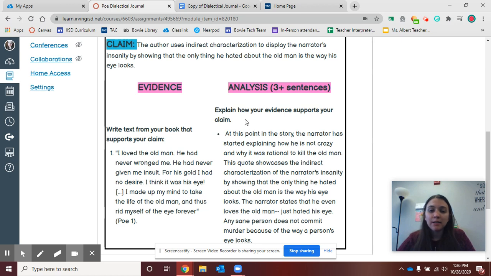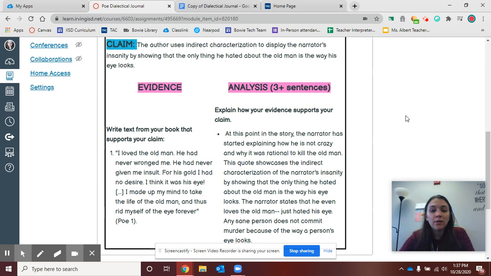Then my analysis, here on the right-hand side, you are going to have at least 3 sentences. So your first sentence can be summary. Your summary part should be no more than 1 sentence. Not necessary. We want to get to the analysis part. So 1 sentence summary, then your 2 sentences are going to be your analysis.